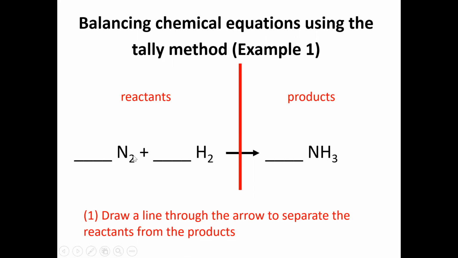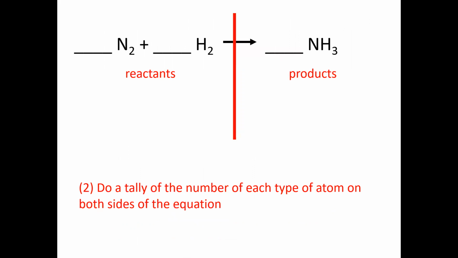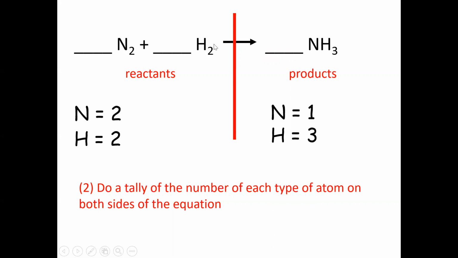So you can see nitrogen plus hydrogen are the reactants to give you the product ammonia. You then do a tally of the number of each type of atom on both sides of the equation. So you can see that on the reactant side I have two nitrogen atoms, because that subscript 2 means I've got two nitrogens, and I have two hydrogen atoms there. And on the product side I have one nitrogen there, but because of that subscript 3 it means that I've got three hydrogens.